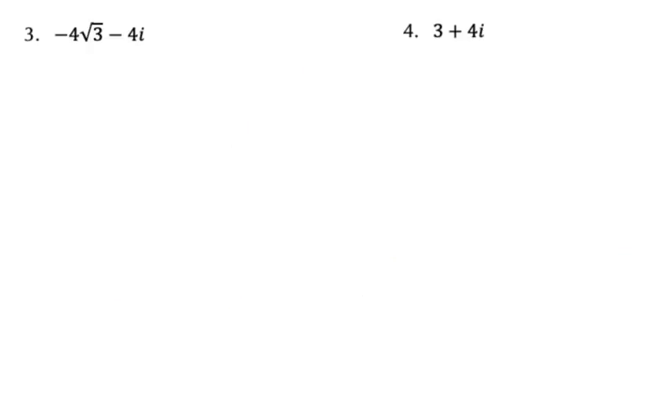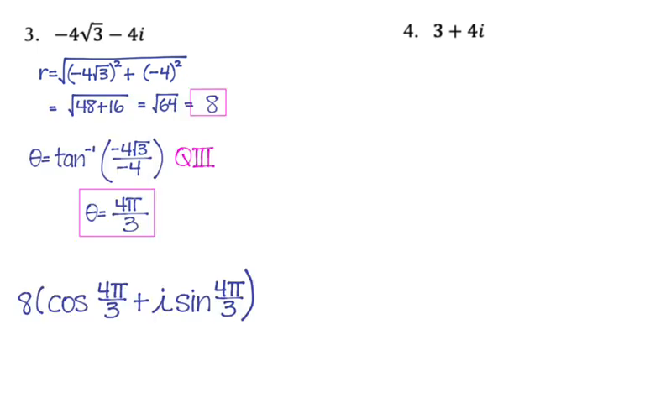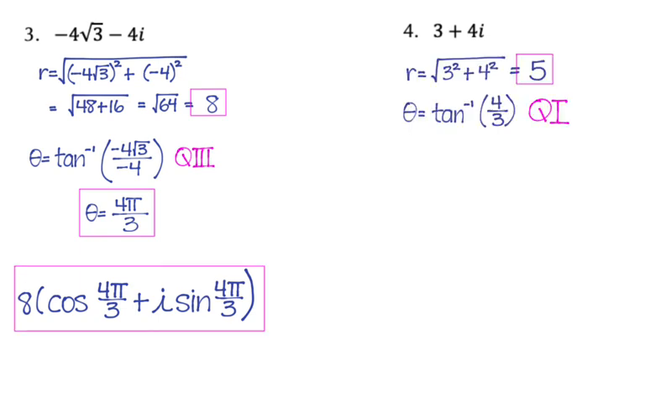Problem number 3, we find our modulus is 8. Whoops, sorry, I went all the way through that, but 8. Then we do our arctan, remembering that we're in quadrant 3 because it's negative, negative. And this is going to be negative root 3 again, but that's going to be in quadrant 3, so the angle is 4 pi over 3. Excuse me, it's going to be positive root 3. And that's in quadrant 3, which means our angle is going to be 4 pi over 3, and there's the polar form. For problem number 4, we find the modulus.